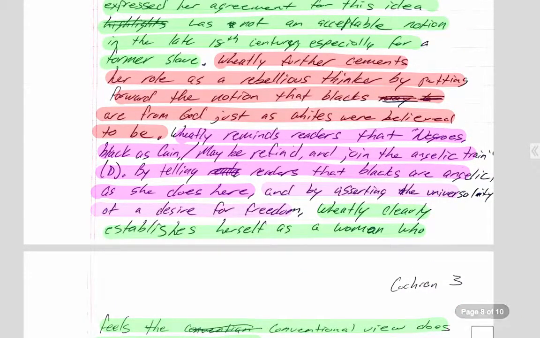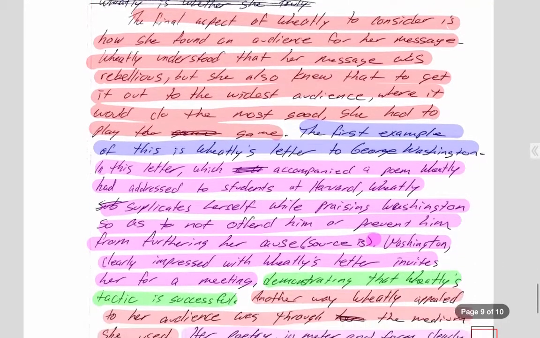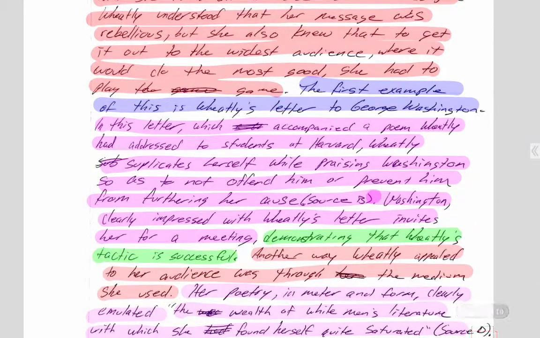So I've established she's not a conventional thinker. I've established she's a rebel. Now I need to establish that admiring readership piece. I do that in this paragraph by bringing in the George Washington source. The final aspect of Wheatley to consider is how she found an audience for her message. Wheatley understood that her message was rebellious, but she also knew that to get it out to the widest audience, where it would do the most good, she had to play the game. The first example of this is her letter to George Washington.